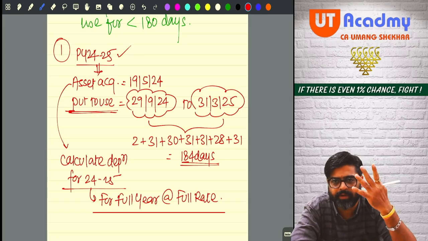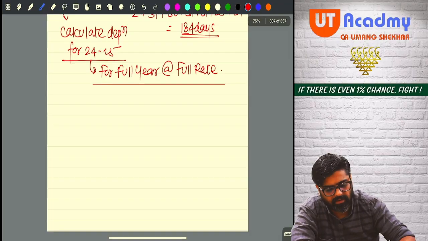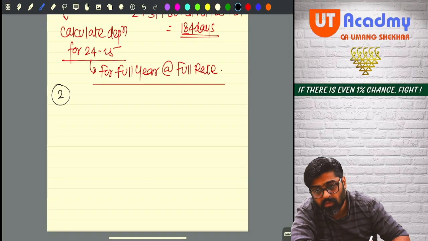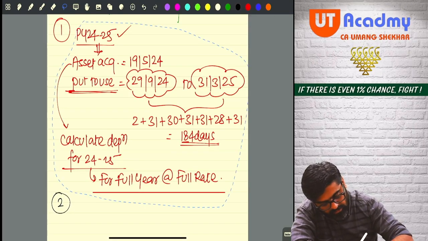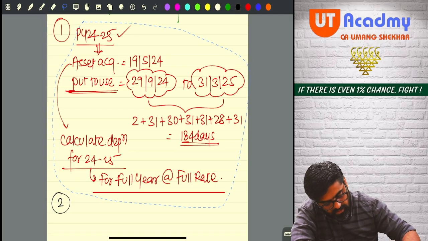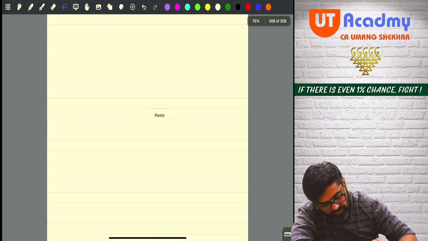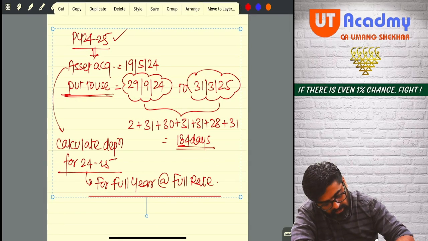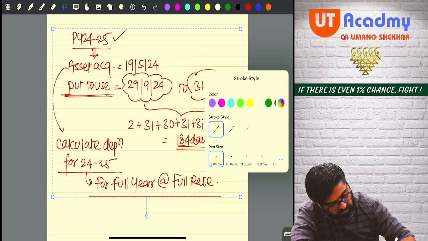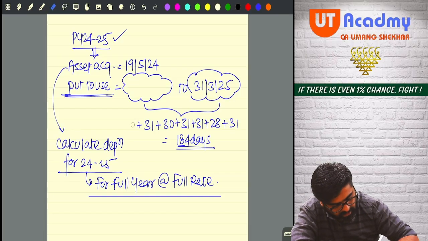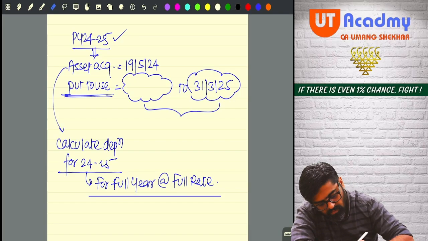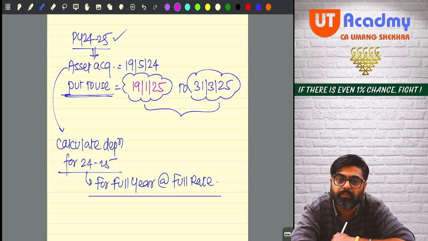Easy, no? One more example I'll take. Let's take another example, example 2. I'll take the same example, copy it and then paste it in the next page. I'll just change the color. Let's take blue color now. Now what all things I'm changing, please check. Possible or not possible?